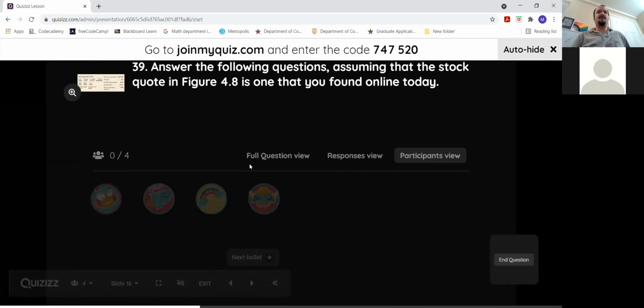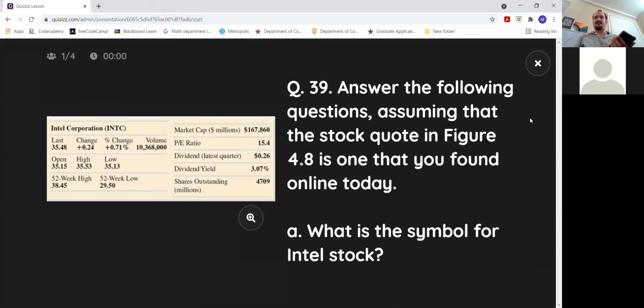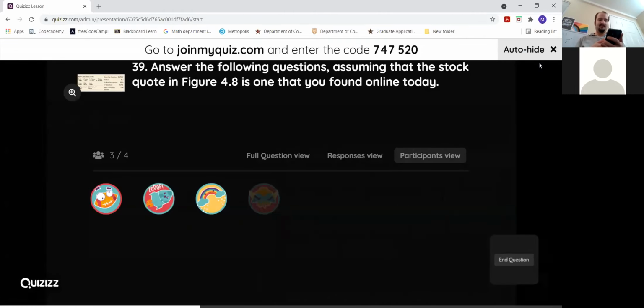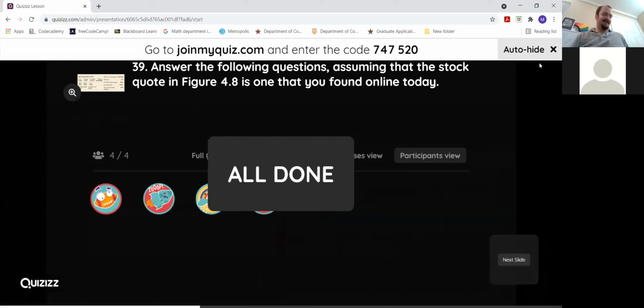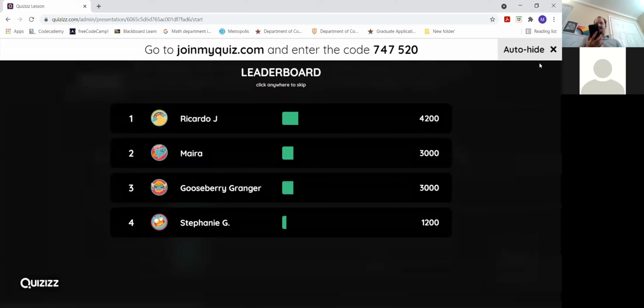Okay, so now we're answering questions about the stock market. Oh man, this should take you 3 seconds. What is the symbol for the stock? What is the symbol for the Intel stock? Oh, hold on. I gotta type it in. Not too fast. Okay. INTC. That's it.